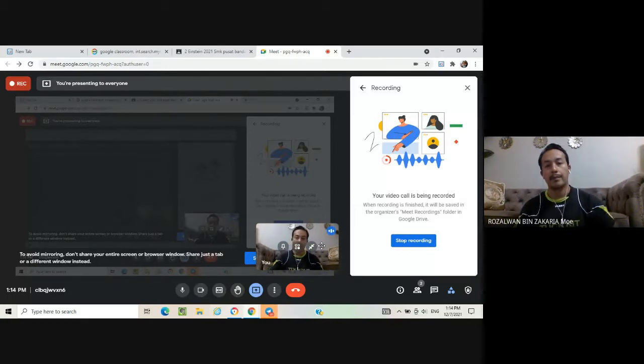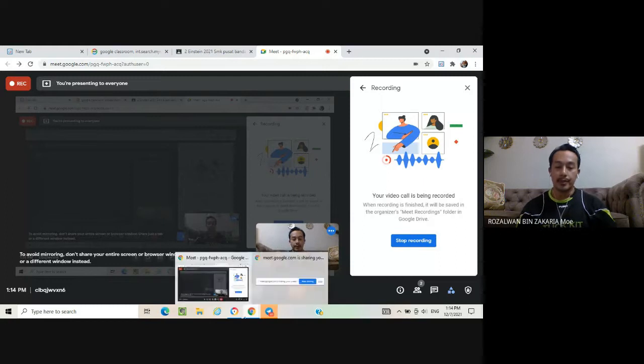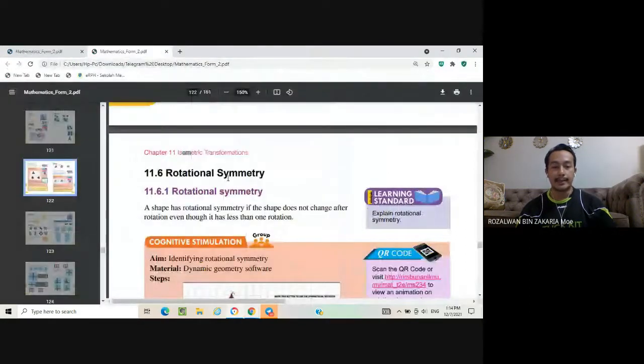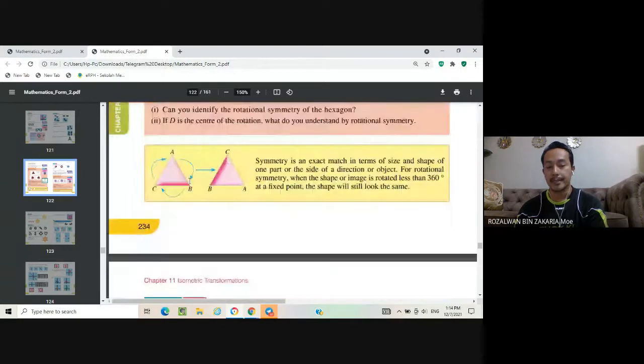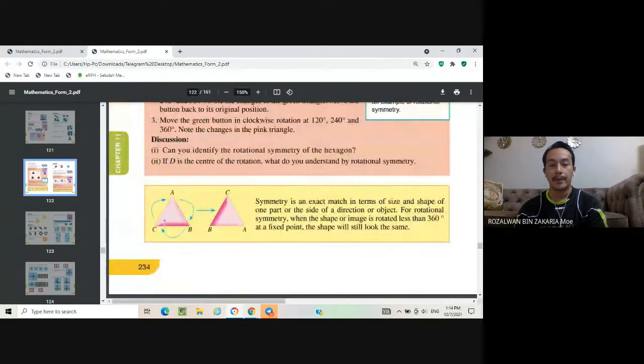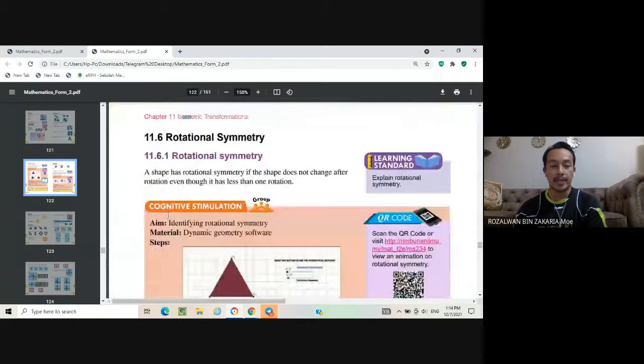Okay, for maths lesson today, we are going to continue the subtopic from Chapter 11, isometric transformation. So I would like to discuss subtopic 11.6, rotational symmetry. You can see this in your math textbook, page 234. Subtopic 11.6.1, rotational symmetry. A shape has rotational symmetry if the shape does not change after rotation, even though it has less than one rotation.